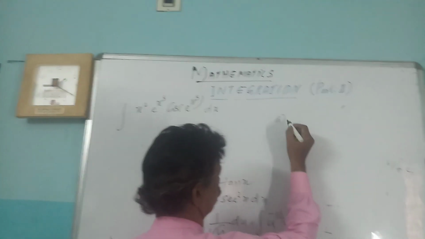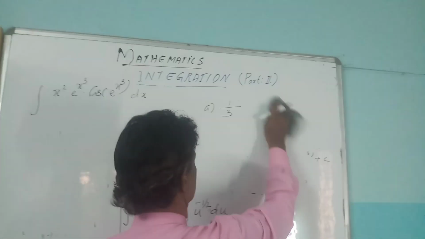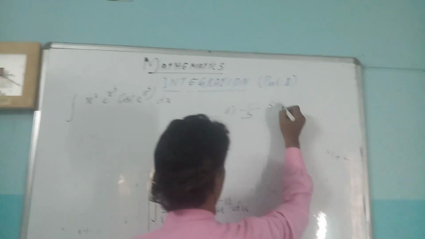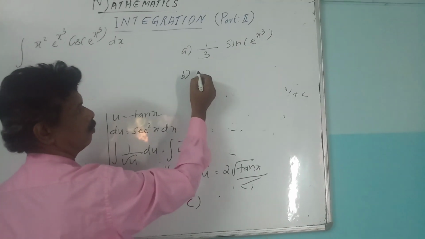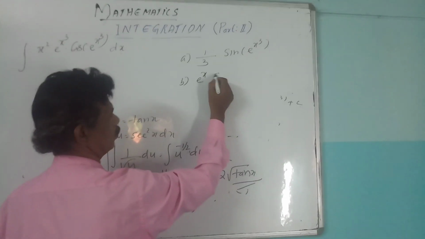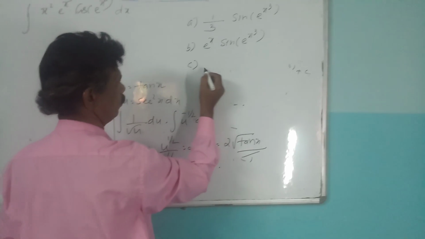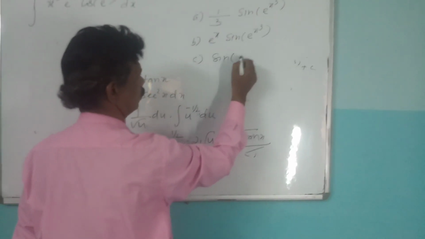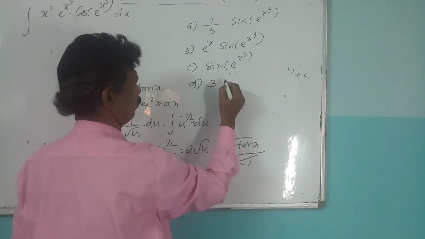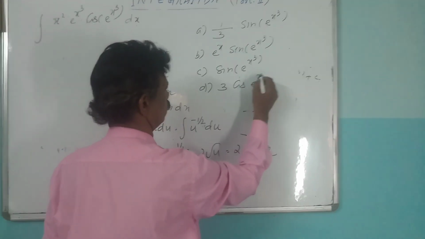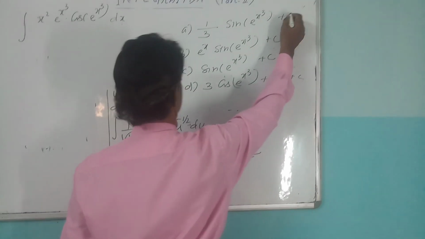First choice: 1 by 3 sine of e raised to x cube. Second choice: e raised to x sine of e raised to x cube. Third choice: sine of e raised to x cube. Fourth choice: 3 cos e raised to x cube plus c.